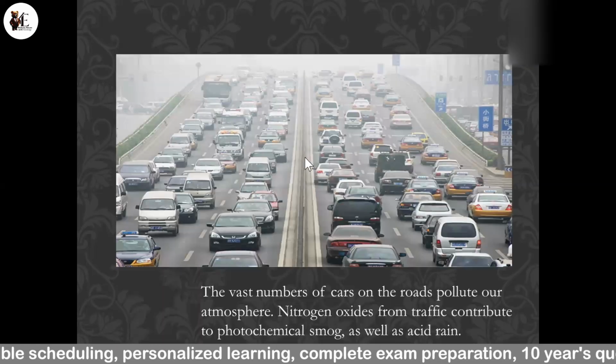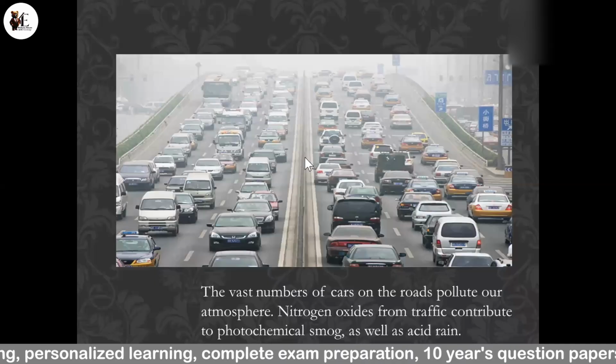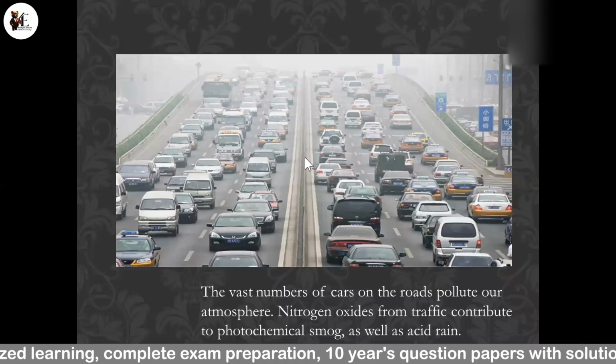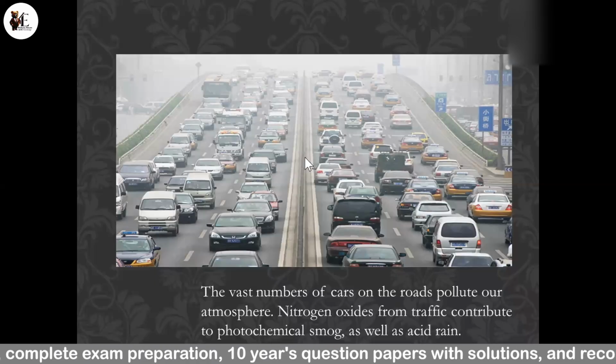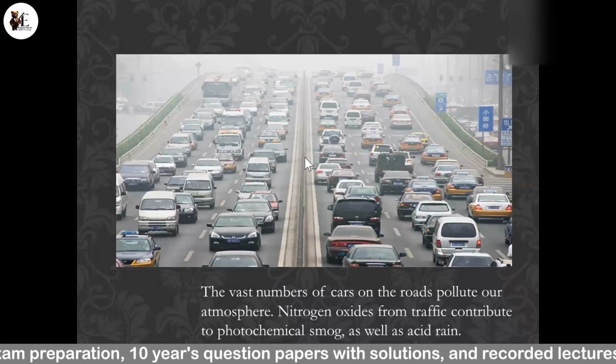This image is also showing that the vast number of cars on the roads pollutes our atmosphere. Nitrogen oxide gases are released from traffic, and they contribute to photochemical smog as well as acid rain.